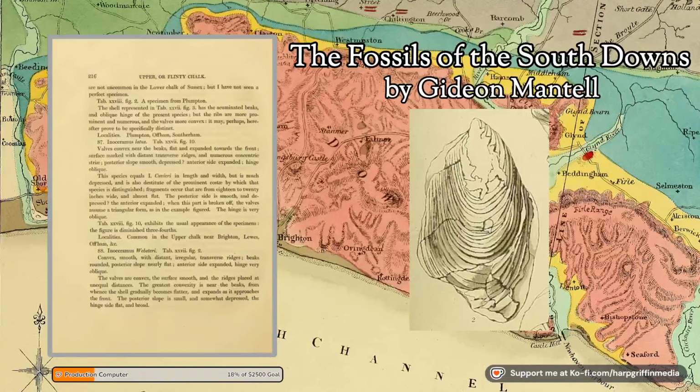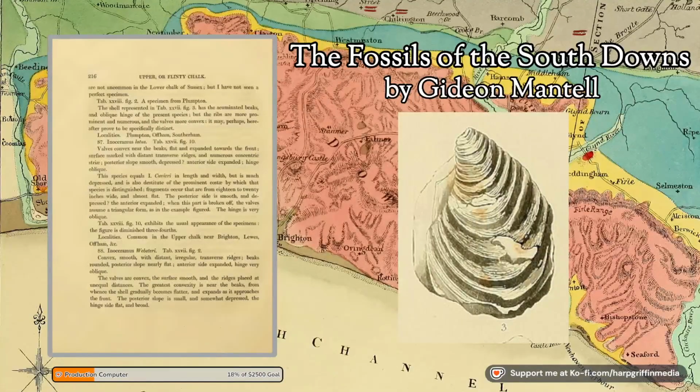Tablet 28, Figure 2, a specimen from Plumpton. The shell represented in Tablet 27, Figure 3, has the acuminated beaks and oblique hinge of the present species, but the ribs are more prominent and numerous, and the valves more convex. It may perhaps hereafter prove to be specifically distinct. Localities: Plumpton, Offham, Southerham.